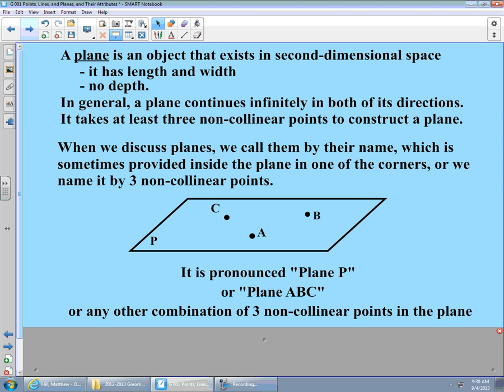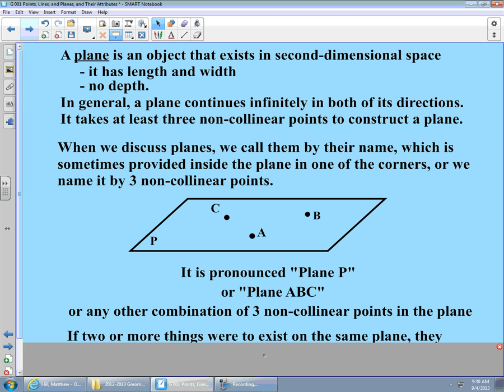Okay, and you can use any combination of non-collinear points in the plane. So if there had been more points, we could have used one of them, but you only need 3. You don't go listing off 9 different points if there are 9 different points in the plane. Just 3, and additionally you could have called it plane BAC or BCA or anything like that, but again, alphabetical does tend to be the way that these things are identified.